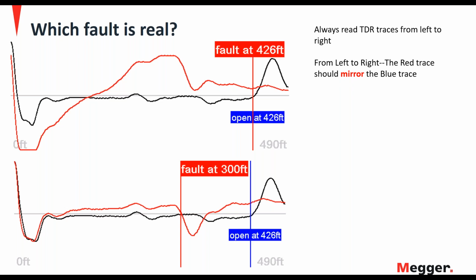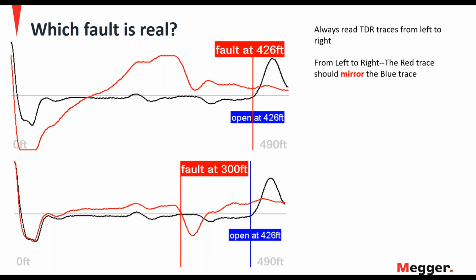On your display, this black trace is actually the blue trace. That's just the way we saved it onto the display here. On the actual display of the Smart Thump 25, that black trace is blue. So when I say blue trace, that's the one I'm talking about. But if we look at the top picture, you can see how the red trace does not mirror the black/blue trace. But if we look at the bottom trace, it does mirror.